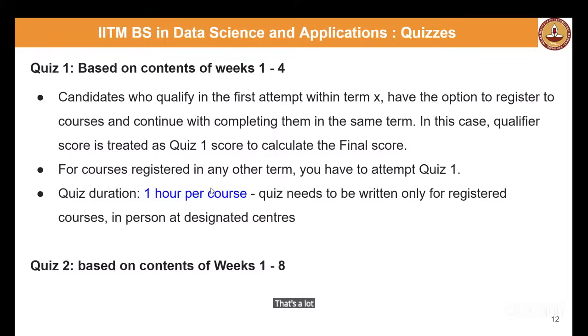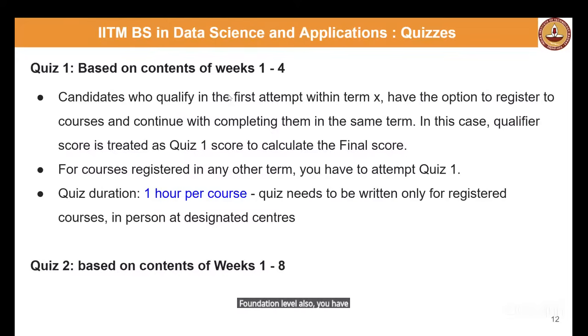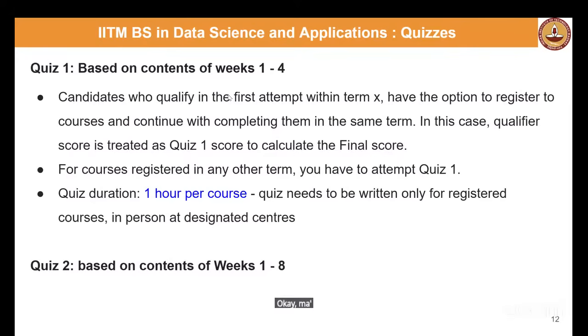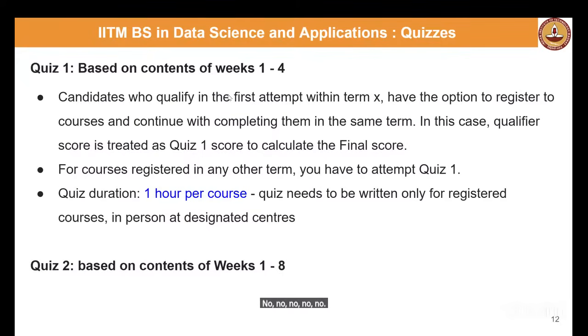That's a lot to talk about at the foundation level now. Fine. So, ma'am, only after completing the foundation level can we skip for 2 terms? Means after foundation level, we cannot take the exit, right? In foundation level also you have an exit, so you have a similar option for that, but it's not a confirmed exit as of now. If you're filling the exit form, then that is considered as an exit. That is the reason I say don't fill the exit form. Okay, ma'am. So exiting after the foundation level is not equivalent to the exit after diploma level? No, no, no. Okay, ma'am. Thank you.